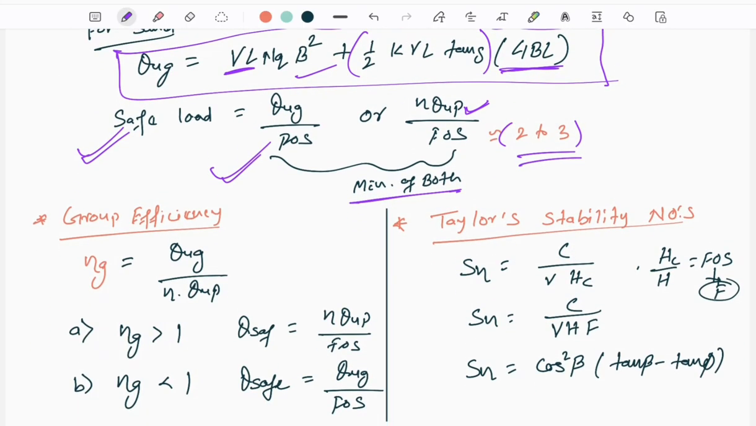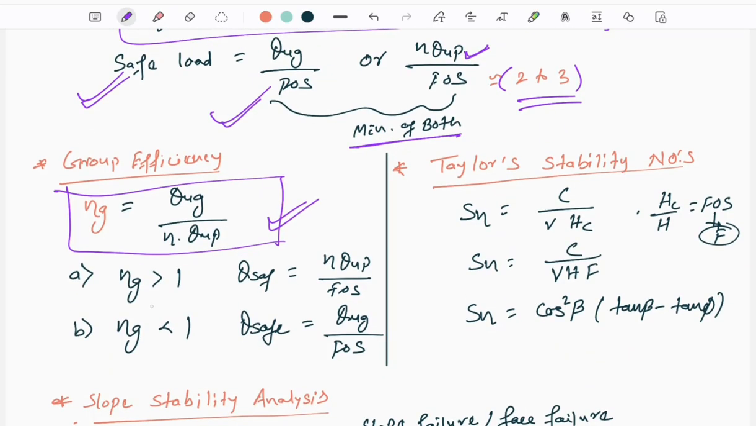Next, based on this, you can also calculate the group efficiency of the pile, that is eta G is equal to QUG divided by N into QUP, means the capacity of group pile divided by N times, the number of piles, into capacity of single pile. So by this ratio you will get the group efficiency. So group efficiency is greater than 1 when you use the safe bearing capacity, that is N QUP upon factor of safety, and this is less than 1 when you calculate QUG divided by factor of safety. So it may be greater than 1 or it may be less than 1.